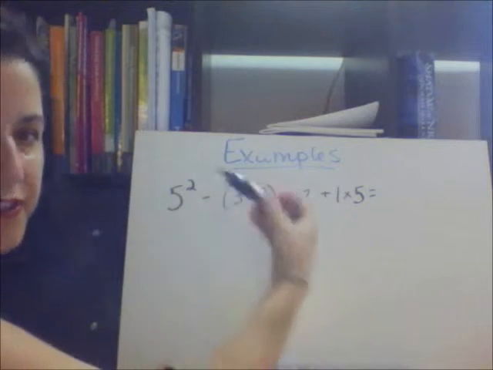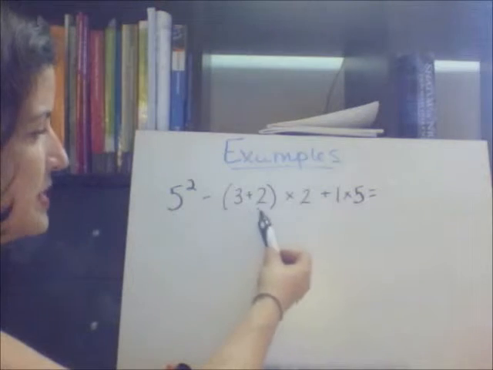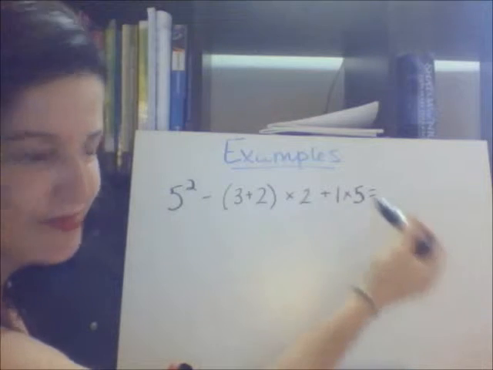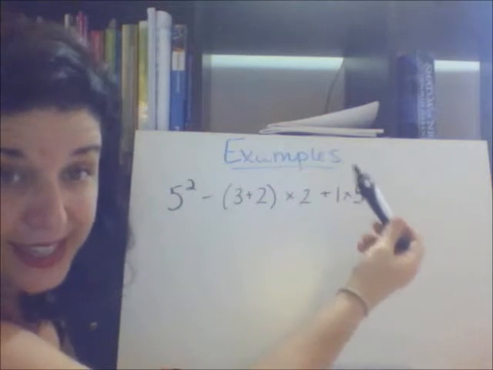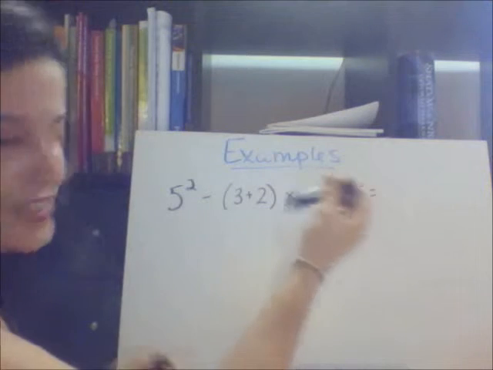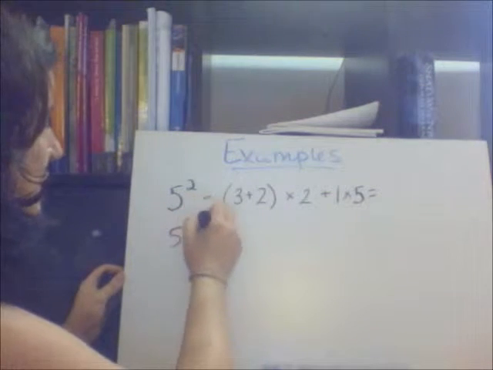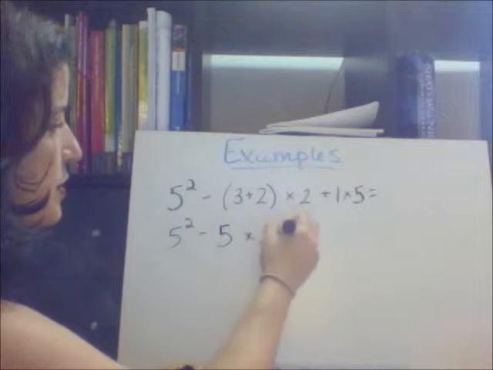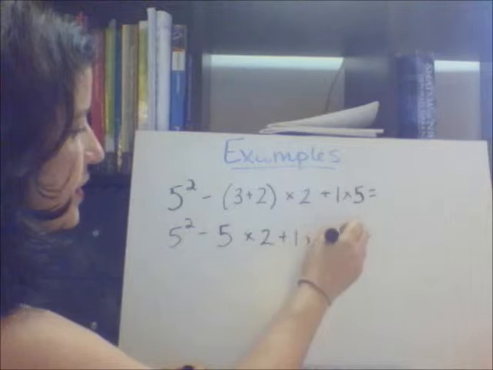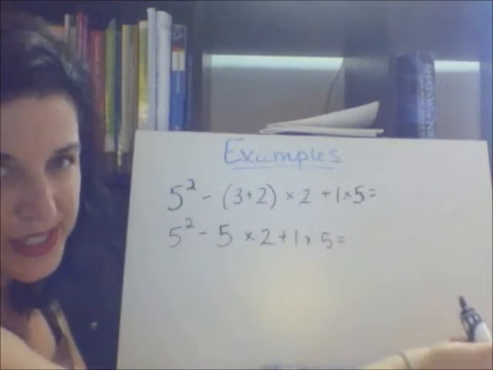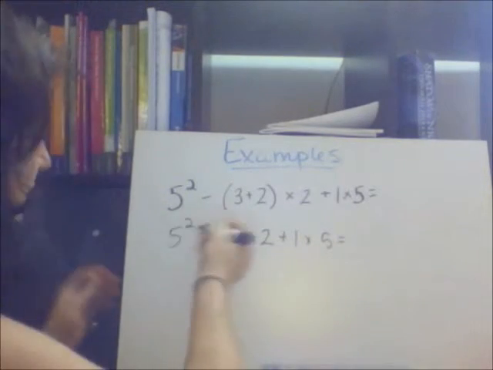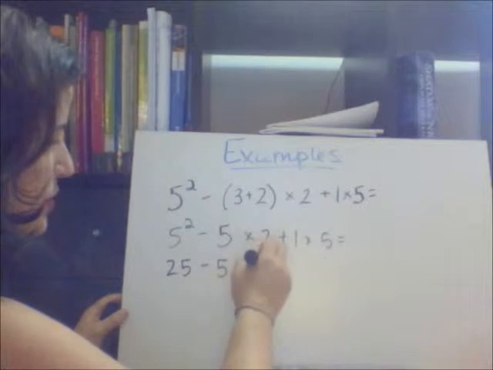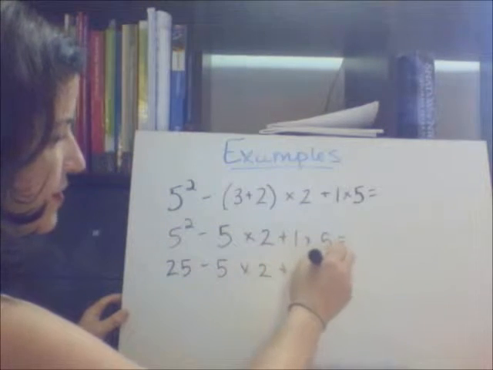So we've got 5 squared minus 3 plus 2 times 2 plus 1 times 5. That's a long one. We start with our brackets for BEMDAS or BEDMAS. So we've got 3 plus 2, which is 5, giving us 5 squared minus 5 times 2 plus 1 times 5. Next is exponents, so we square our 5. 5 squared is 25, minus 5 times 2 plus 1 times 5.